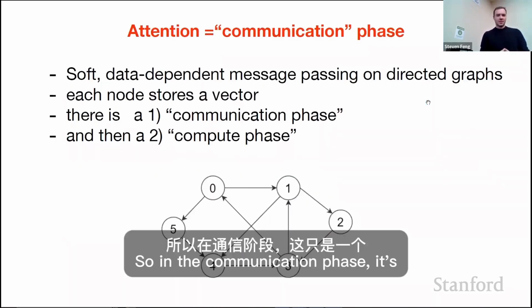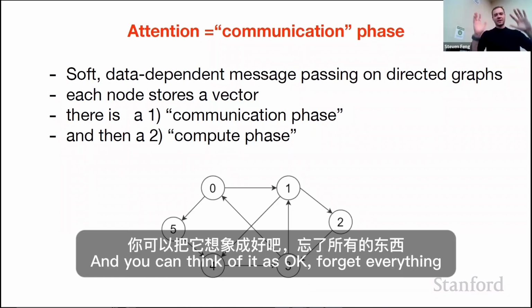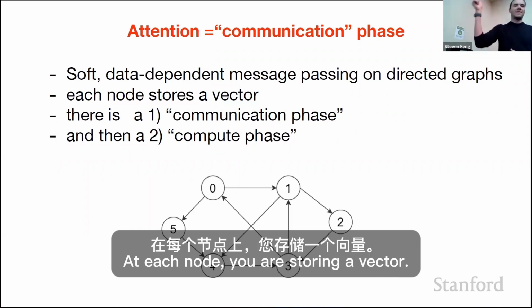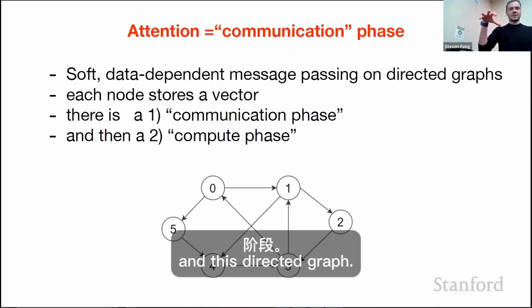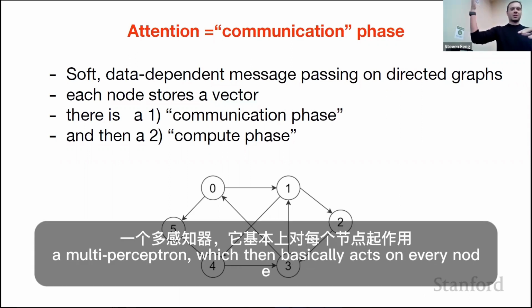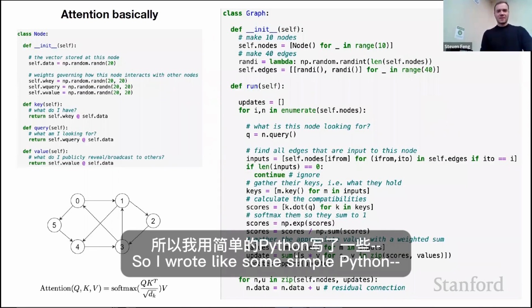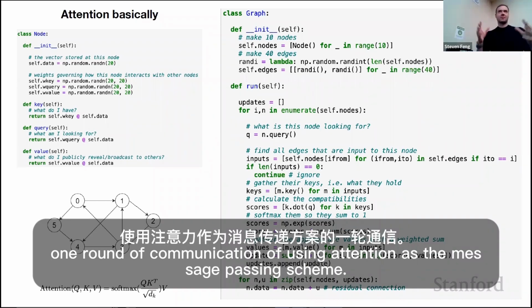So in the communication phase, it's really just a data-dependent message passing on directed graphs. You can think of it as, okay, forget everything with machine translation and everything. We have directed graphs, and at each node you are storing a vector. Let me talk now about the communication phase, of how these vectors talk to each other in this directed graph. The compute phase later is just a multi-layer perceptron, which acts on every node individually. But how do these nodes talk to each other in this directed graph? So I wrote some simple Python to create one round of communication using attention as the message passing scheme.